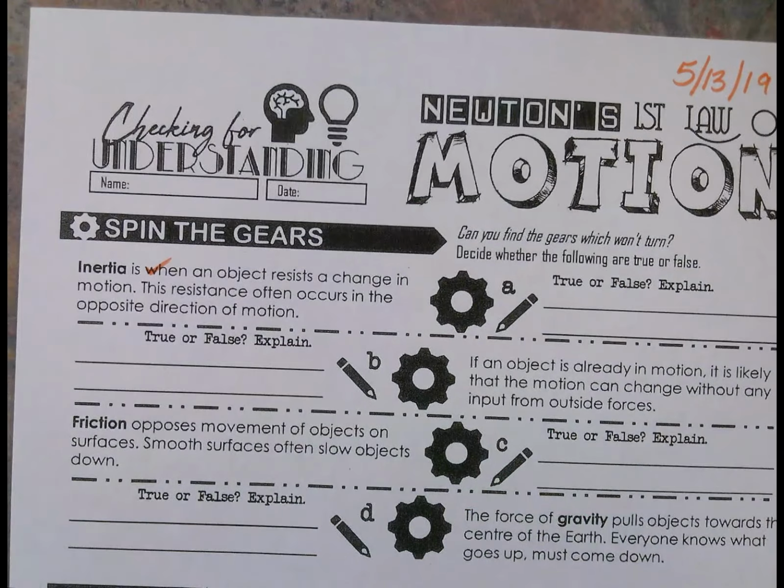So now looking at B. If an object is already in motion, it is likely that the motion will change without any input from outside forces. So it's saying that if an object is already in motion, it can still change without any outside forces. So that is going to be false.